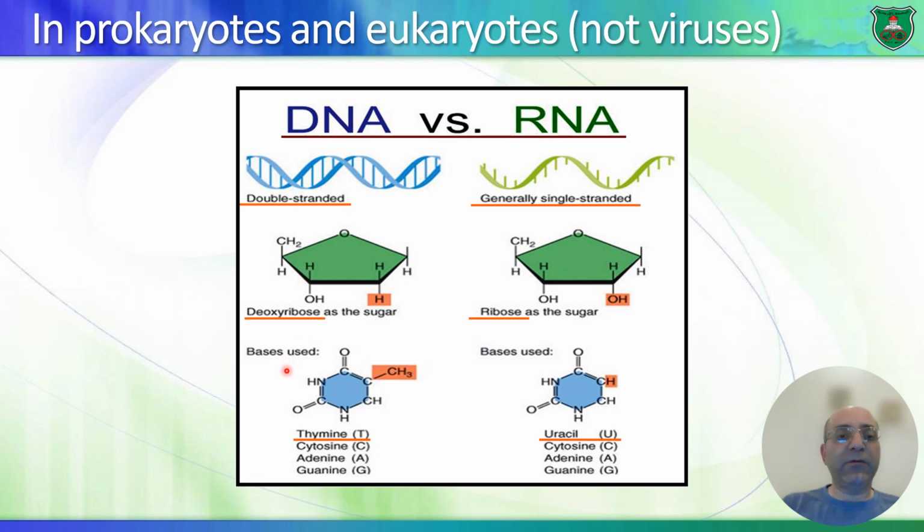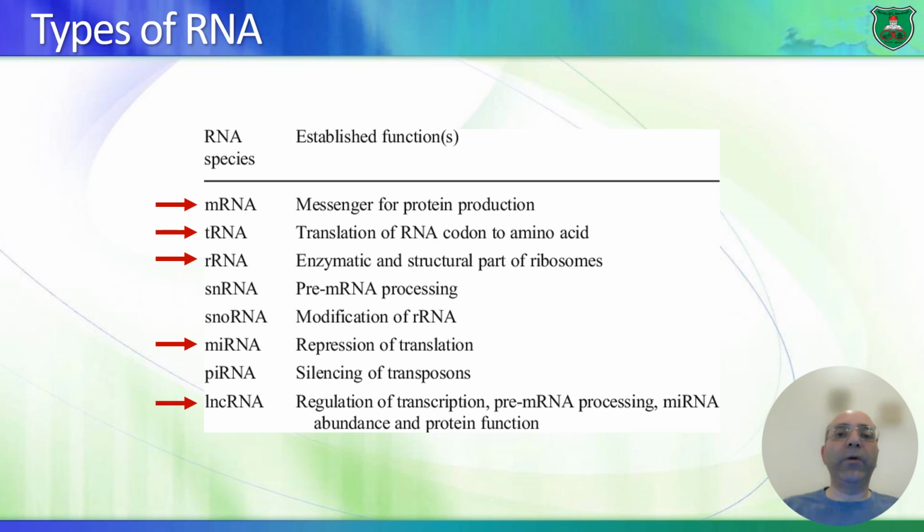Now, the bases that make up DNA include thymine, cytosine, adenine, guanine. Thymine does not exist in RNA, rather we have uracil, in addition to the 3 common ones with DNA, cytosine, adenine, and guanine. Now, whereas our cells contain a single DNA molecule that is organized as chromosomes, we have different types of RNA molecules. And in fact, we have many, many types of RNA molecules.